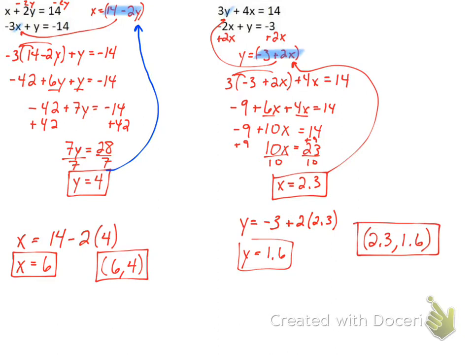And then I can plug it back into the original. Just be careful, make sure that my y is going where my y goes. So I go 3 parentheses 1.6 plus 4x, 4 times my x, which is 2.3, is equal to 14. So 3 times 1.6 plus 4 times 2.3 gives me 14. That checks out. And then the second one, 2 times 2.3 plus 1.6 is equal to negative 3.